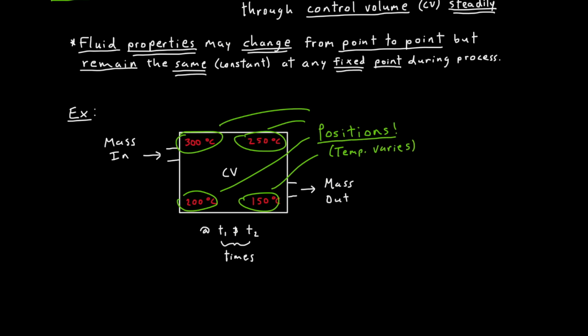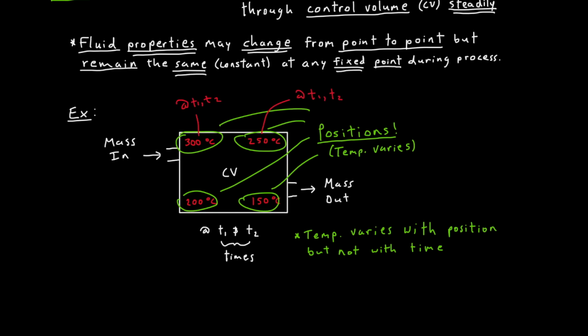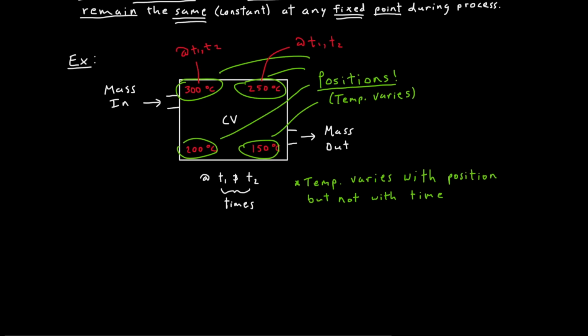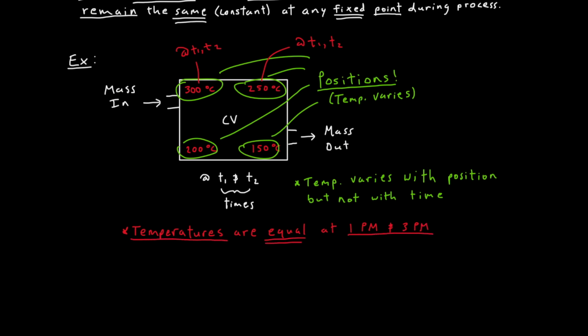And now again, since this is the system at two different times, we can conclude that the temperature, a property, varies with position, but not with time. Again, because each of these individual temperatures are the same at T1 and T2, regardless of their change with position. So, for instance, we can say that temperatures are equal at, for example, 1 p.m. and 3 p.m. if we wanted to add specific times. So again, this describes a steady flow process where a system's properties do not change over time.